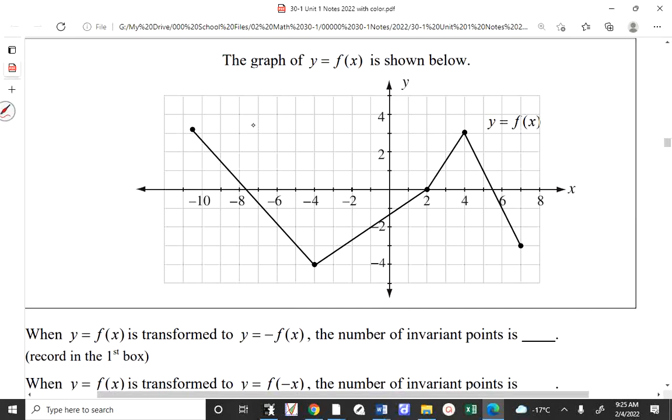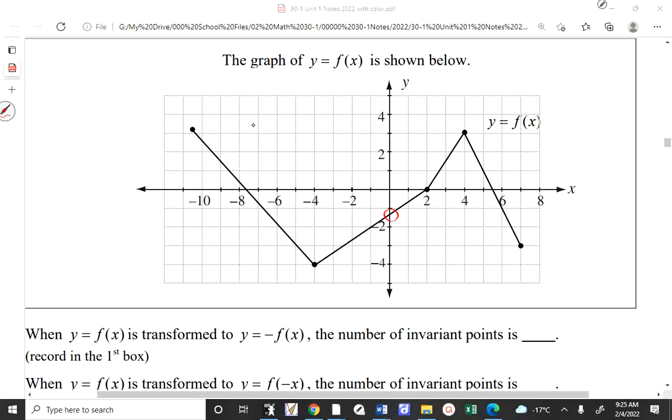When we reflect this vertically, this will be invariant, this will be invariant, and this will be invariant because they're on the line of reflection. Every other point will move. That's why the first blank is 3. If we reflect this vertically, we get 3 invariant points because there will be 3 X-intercepts. If we reflect it horizontally, there will only be 1 invariant point, and you don't have any problems with that.